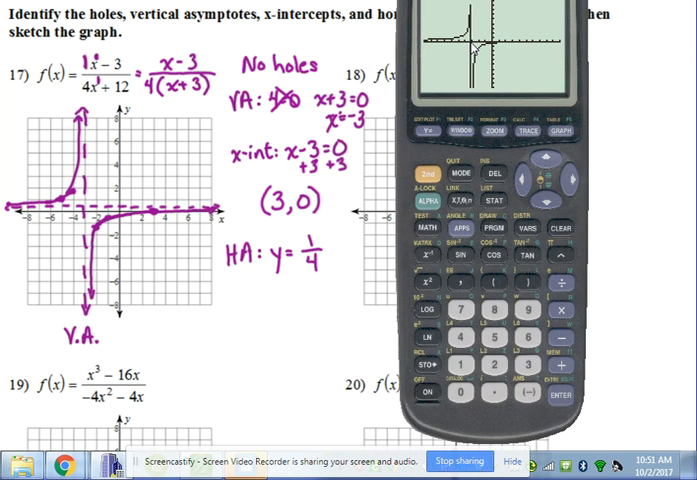If I go back to the table for a second, as I go further and further to the left, look at what these y values are doing. They're getting smaller and smaller, and if I go far enough, they're getting really close. See how these are all like 0.28? What was my horizontal asymptote? 1/4. That's 0.25.